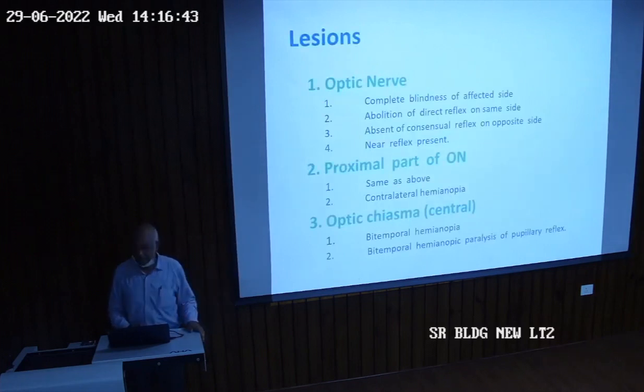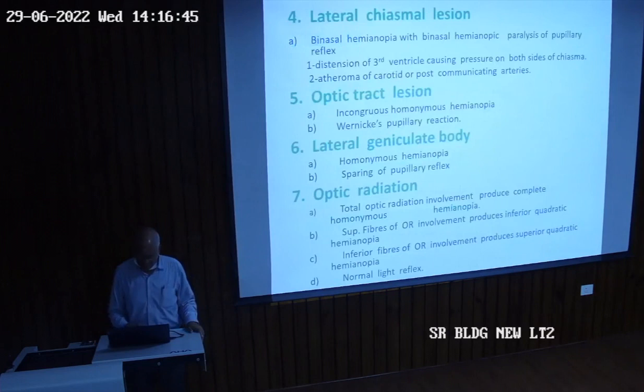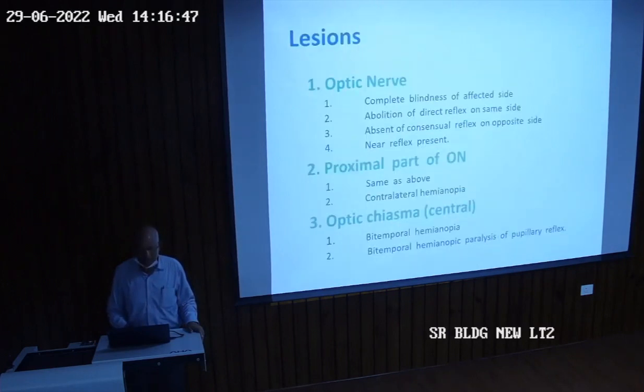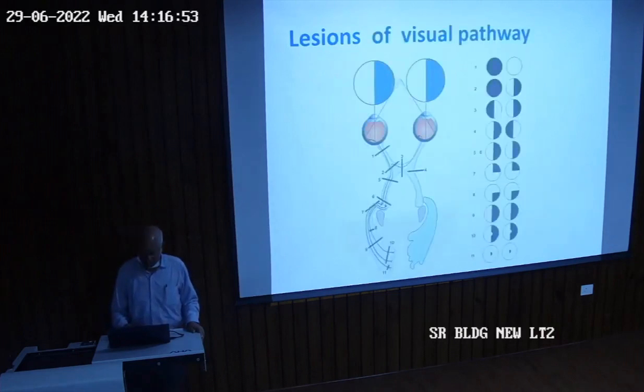I am writing in the details. Complete blindness of the affected side. Suppose the lesion is at the optic nerve. Whatever visual perception the rods and cones accept is not transmitted through the optic nerve to the chiasma. So there will be total blindness of the same side. Remember, one.